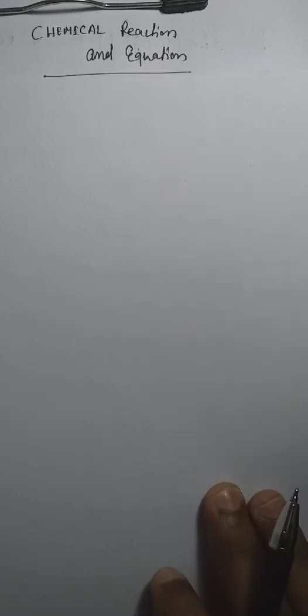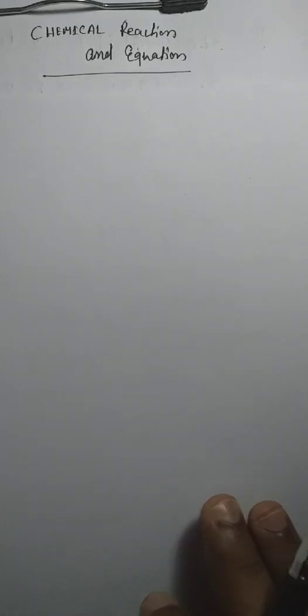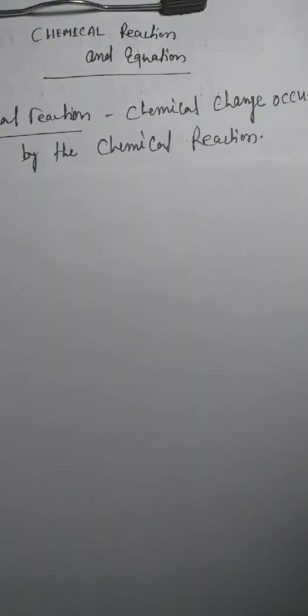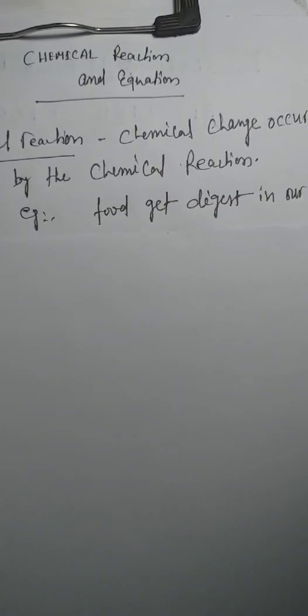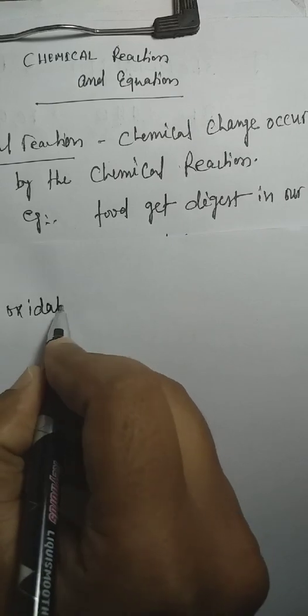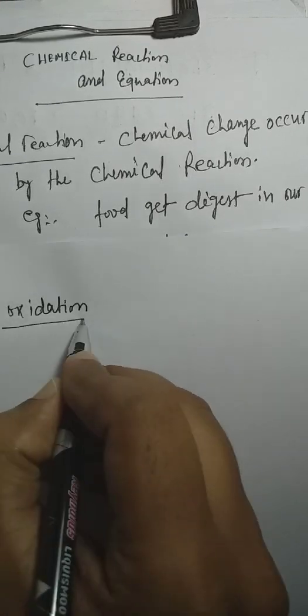In the continuation of the chapter, we saw in the previous class different types of reactions, like double displacement reaction and thermal dissociation reaction. So many reactions we have observed, and now we are looking at the next reactions, which are called oxidation and reduction. First we are discussing the oxidation reaction.